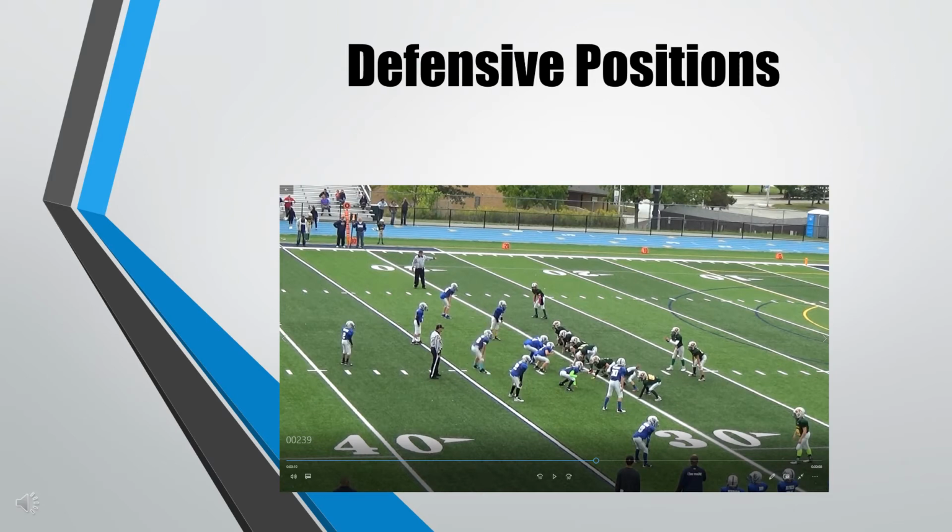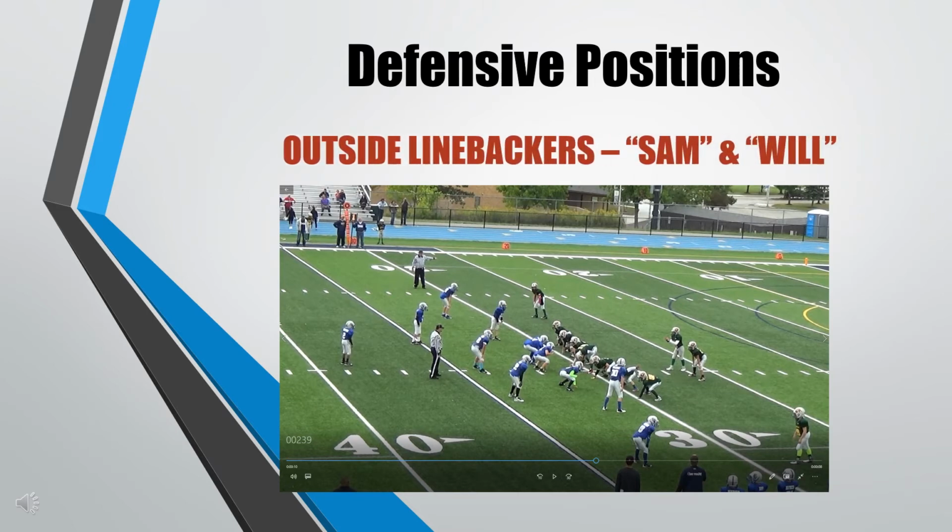The linebackers to the left and to the right of the middle linebacker are called outside linebackers. They are often referred to as the Sam and the Will linebackers. The Sam linebacker is responsible for the strong side of the field, or in other words, wherever the offense has more players, that's considered the strong side. The Will linebacker is responsible for the weak side, or in other words, where the offense has fewer players.